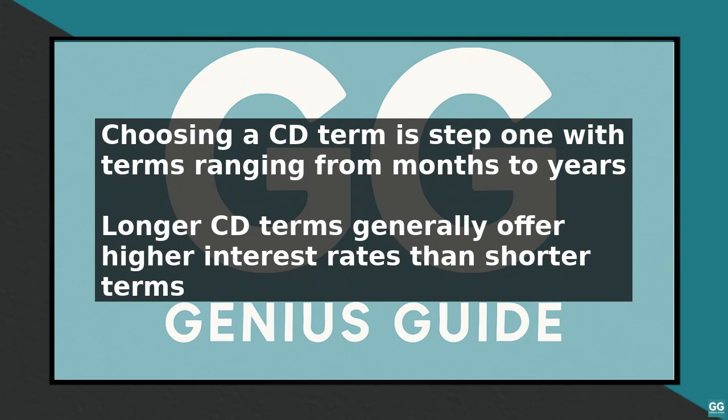Step 1 is to choose your CD term. Absa Bank offers a range of terms from a few months to several years. Generally, the longer the term, the higher the interest rate.